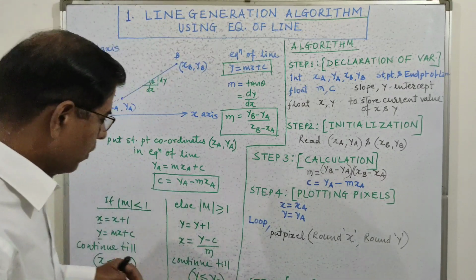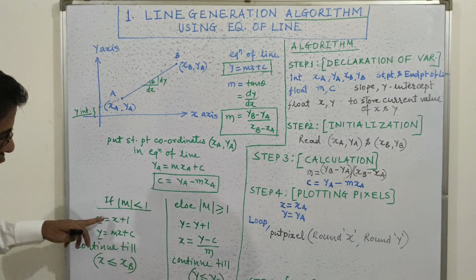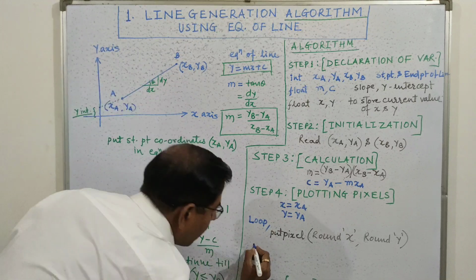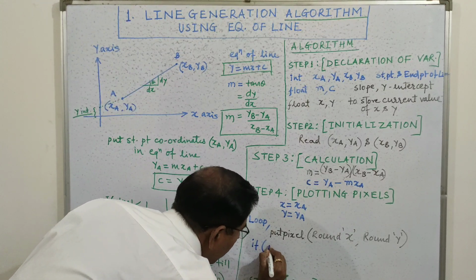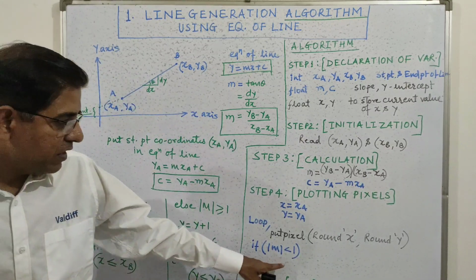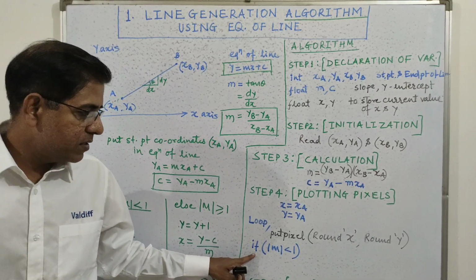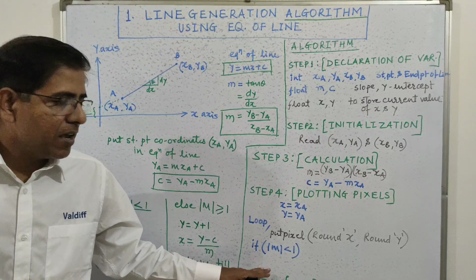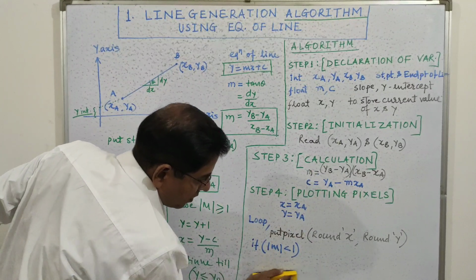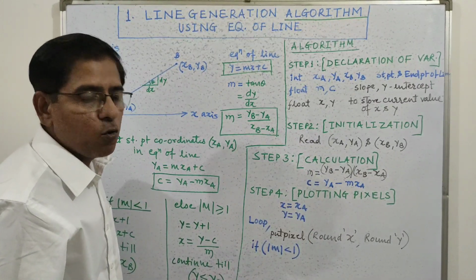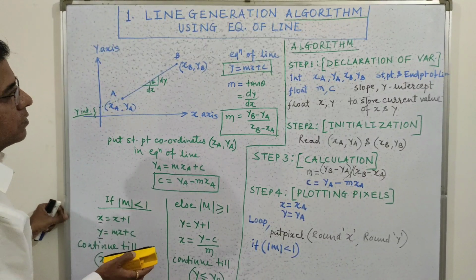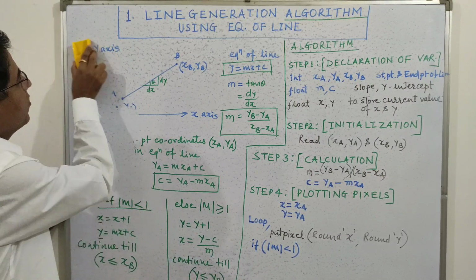Okay. Now there are two statements. First is if mod of m is less than 1. So there are two parts, one is if m is less than 1, else m is greater than 1. I will erase this stop button because this algorithm will take some more space. I will continue this particular portion here.